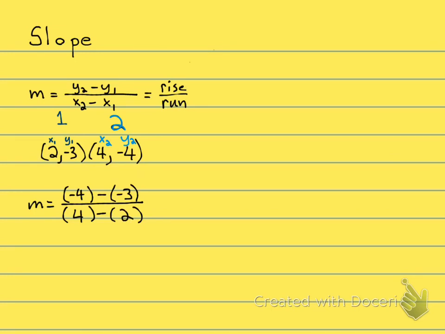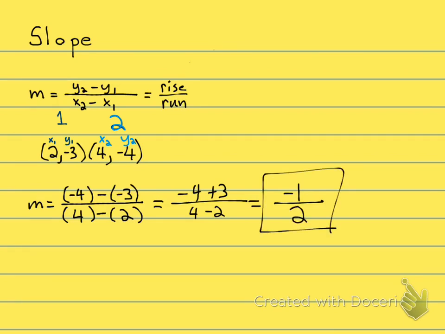Okay, and look at what I get. Negative 4 minus a negative 3. Minus a negative? Minus a negative is a positive. So this is negative 4 plus 3. And then on the denominator, I have 4 minus 2, which is just 2. Okay, my numerator, negative 4 plus 3 is negative 1. My denominator is 2. Here's my slope, negative 1/2.